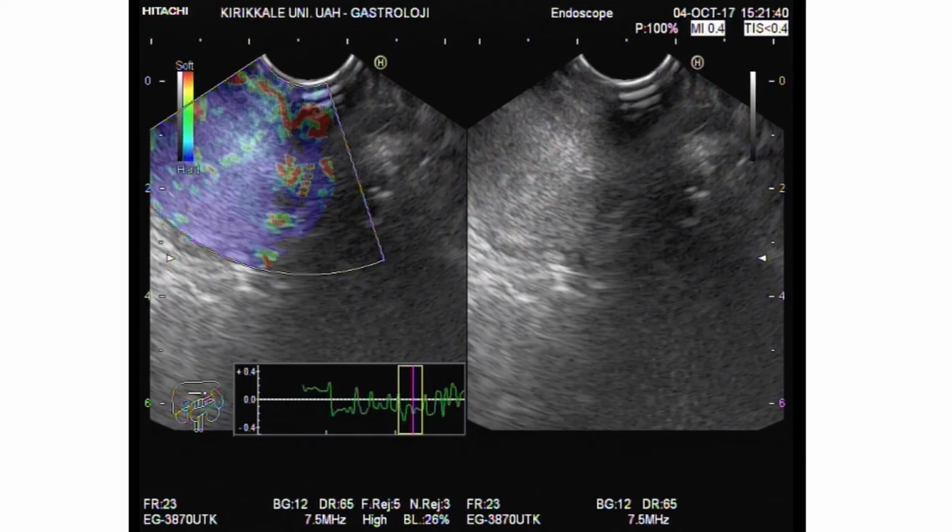First generation EUS elastography allowed only qualitative evaluation. Today, second generation EUS elastography also allows for the quantitative evaluation of tissue stiffness with two different approaches, strain ratio and strain histogram. On the right side of the picture, in gray scale, you see a hypoechoic lesion of the head of the pancreas. On the left side of the picture, we see the elastographic image of the same lesion, with very hard stiffness. You can see very hard stiffness tissue.